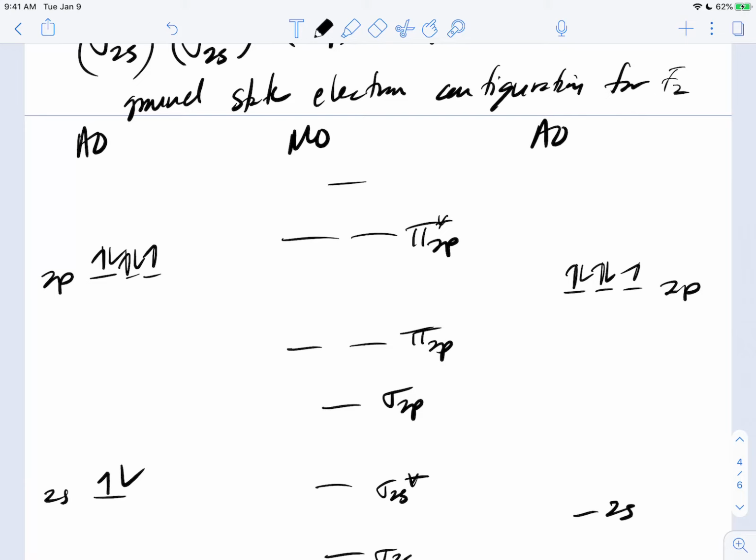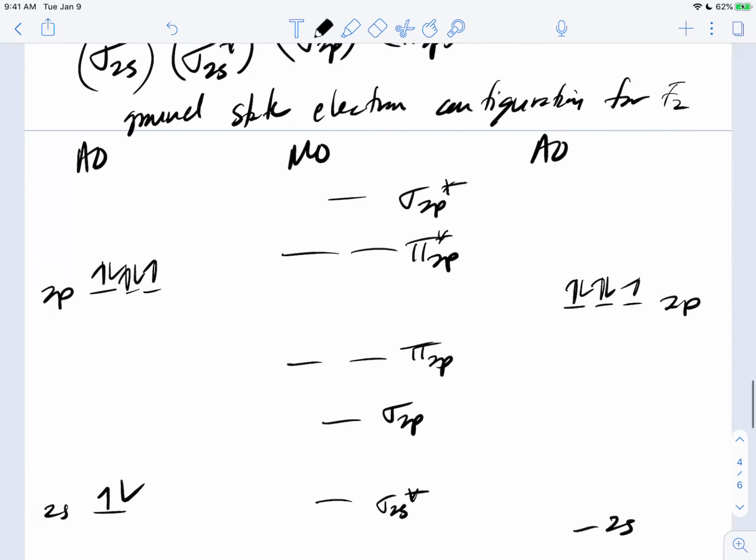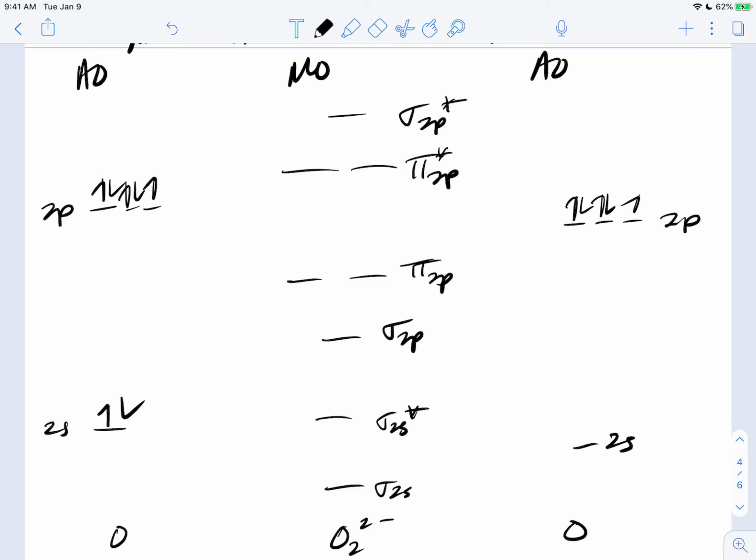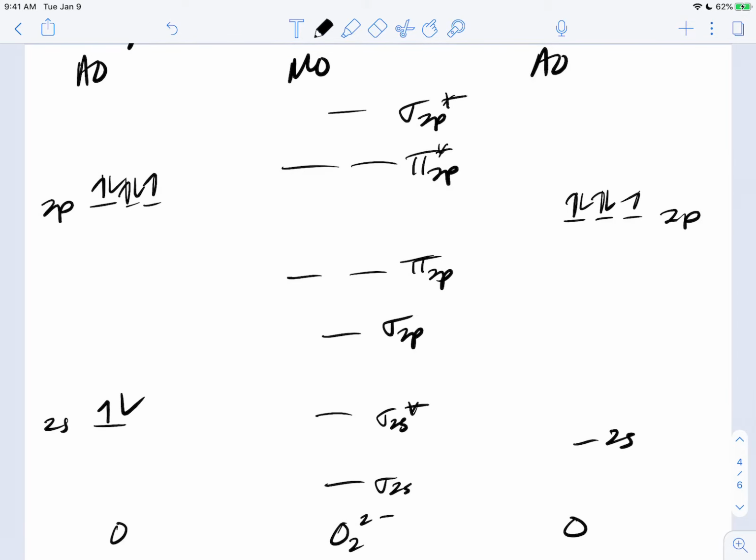I will always give you these. I would not give you the number of valence electrons in the atomic orbitals, but I would give you the diagram that you could then do all this to. And again, you can kind of see that this helps out a little bit when we're trying to show where these are coming from.